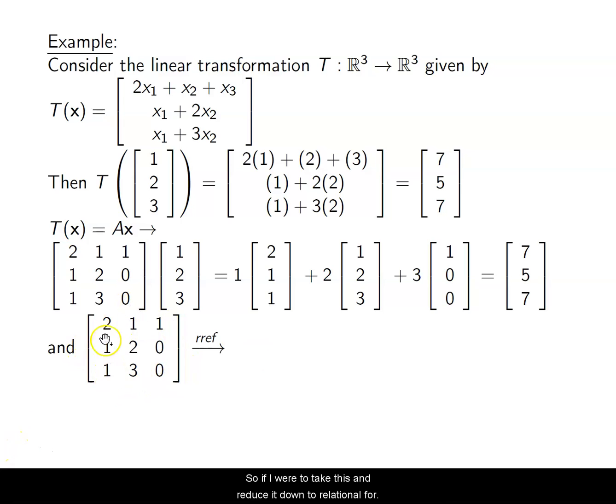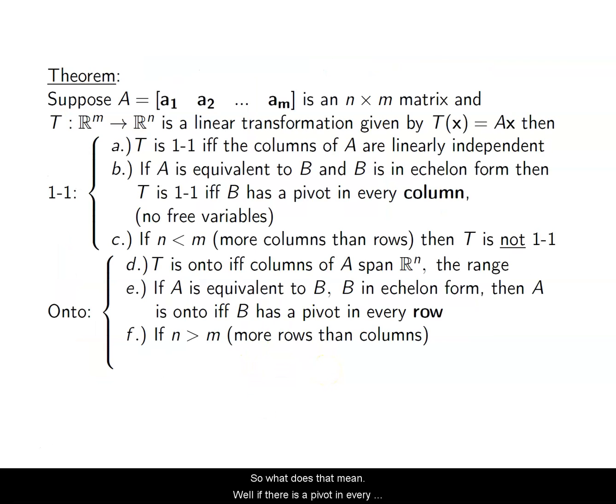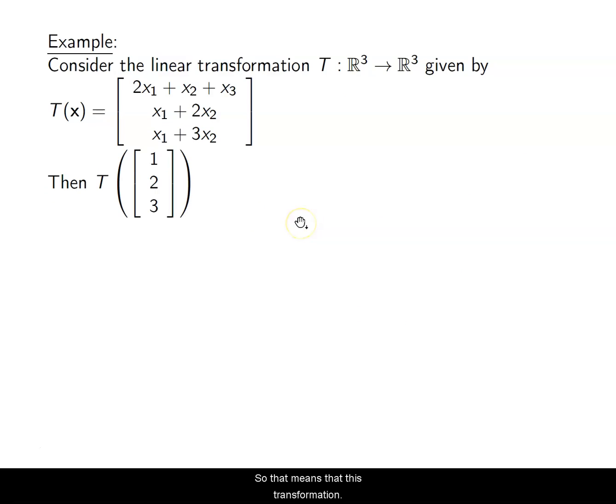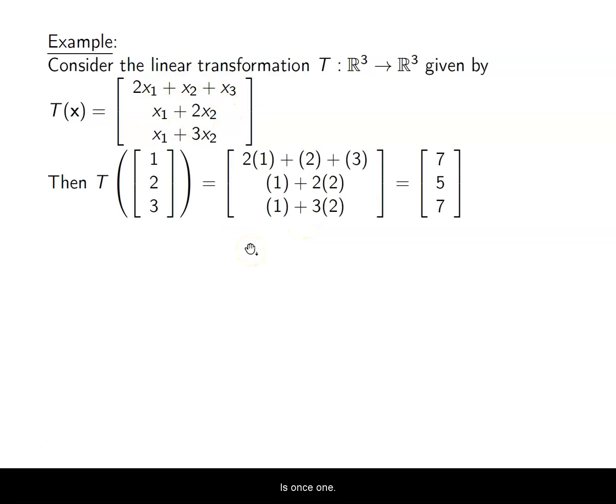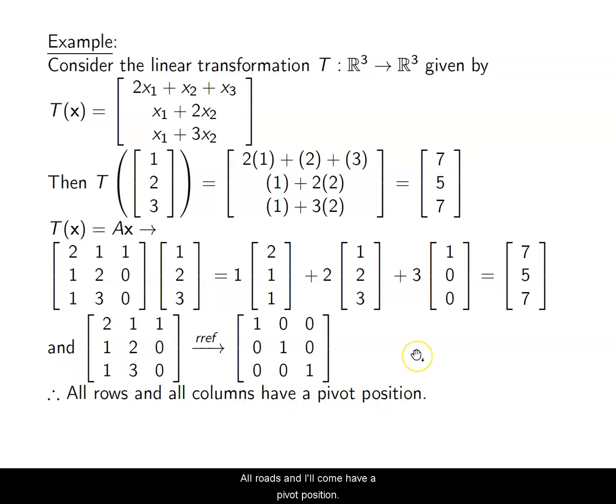So if I were to take this and reduce it down to row echelon form, then notice that I would have a pivot in every row, and also every column. So what does that mean? Well, if there is a pivot in every row, that means I am onto, and if there's a pivot in every column, then I am 1 to 1. So that means that this transformation is 1 to 1 and onto. Okay. All rows and all columns have a pivot position. Therefore, A is 1 to 1 and onto.